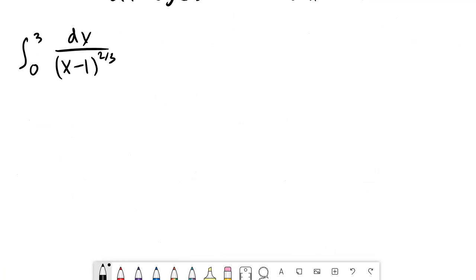So here we have our next example, the integral from 0 to 3 of the function 1 over the quantity x minus 1 raised to the 2 over 3 power. And notice that the discontinuity here happens at an interior point, at x equals 1, right? Because if you plug in 1 to this function, it's 1 over 0, and you can't have that happen, so we actually have to break it into 2 parts.